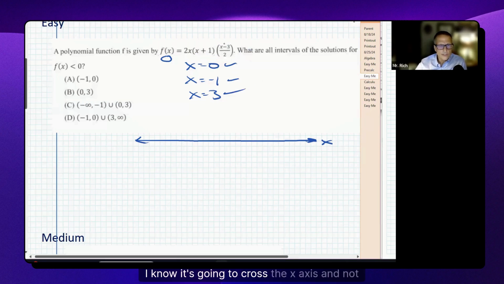I know it's going to cross the x-axis and not bounce because each of these factors has what we call a multiplicity of 1. Each factor has an exponent of 1 on it. It's going to cross at negative 1. It's going to cross at 0. And it's going to cross at x equals 3.